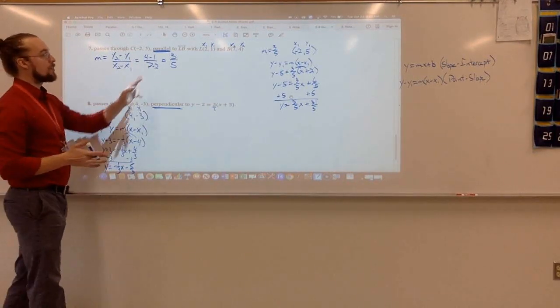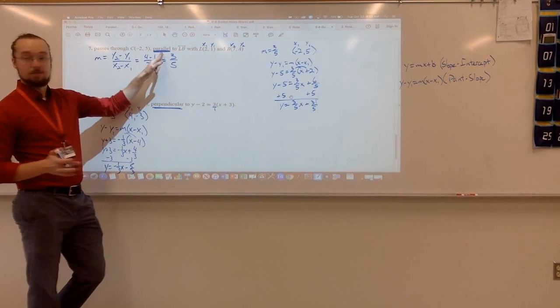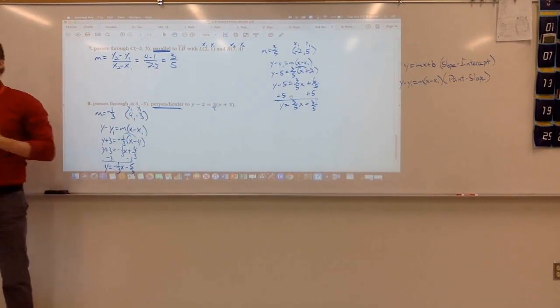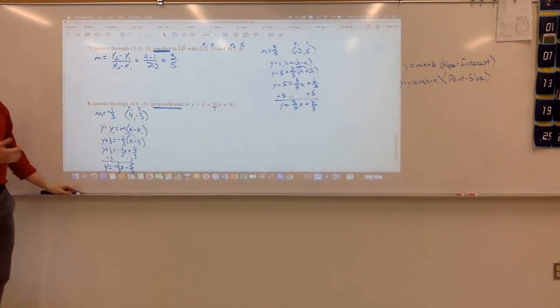So the key for these is parallel means same slope, perpendicular, opposite reciprocal slope. Okay? Questions?